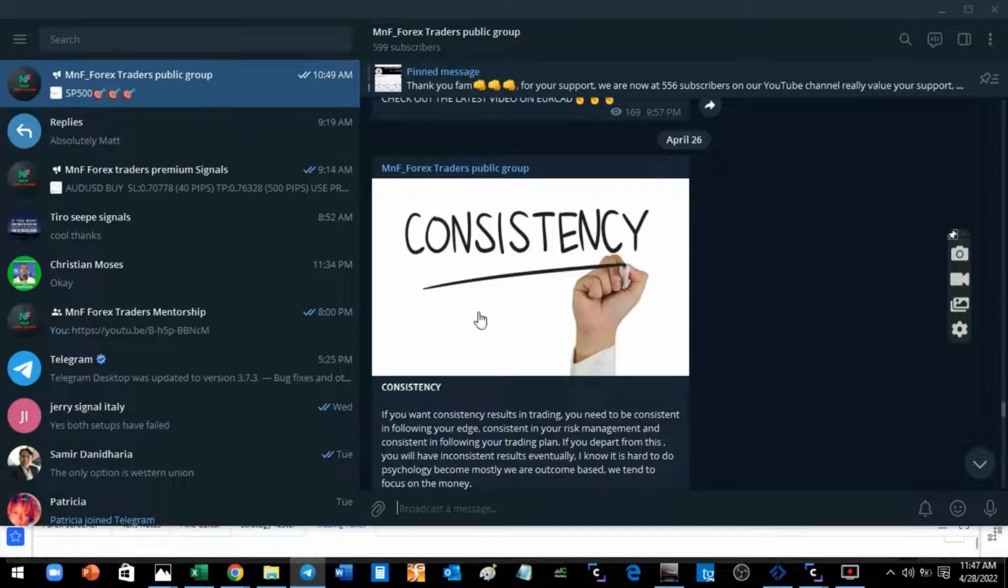It's all about consistency. Provided you've actually learned a skill and you're able to objectively identify your setups every time, then the only thing that you need to do is be consistent in following your plan, be consistent in following your risk management, and the outcome will take care of itself. That's all you have to do.